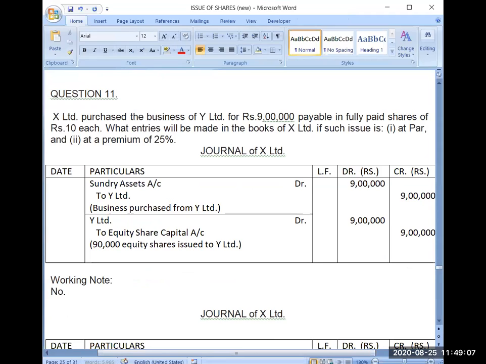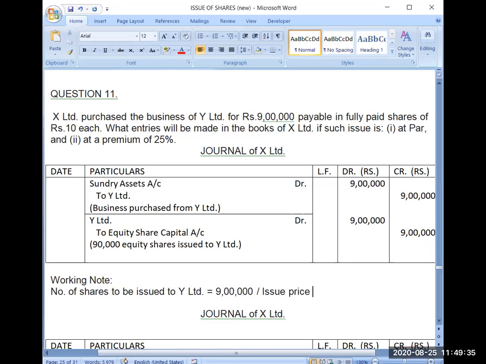Number of shares to be issued to Y Limited is equal to 9 lakh divided by, remember this formula, issue price.